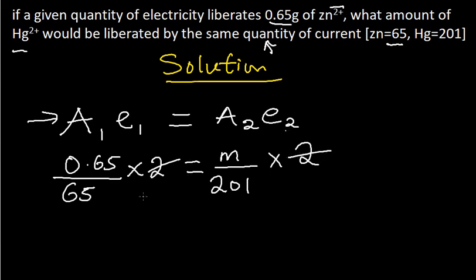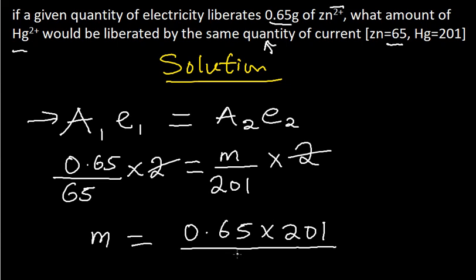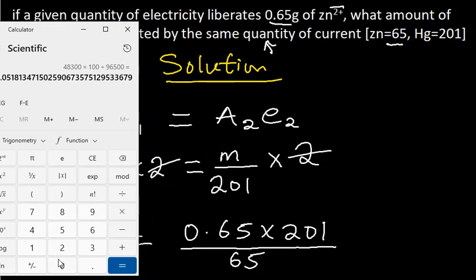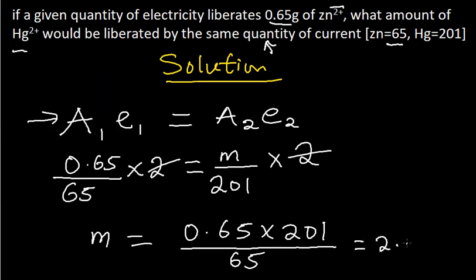So to now solve for my m, all I need to do is cross multiply. So the mass is going to be equal to 0.65 multiplied by 201, then divided by 65. So here we go. 0.65 multiplied by 201, then divided by 65. All right, as simple as that. So the mass is 2.01 grams.